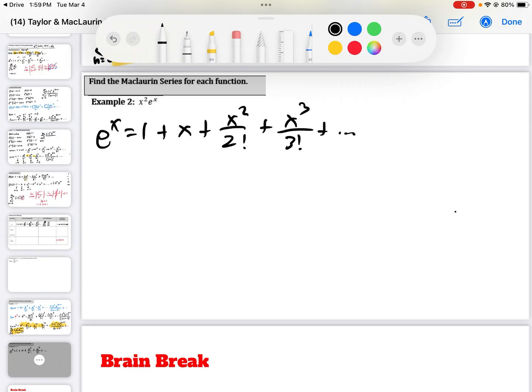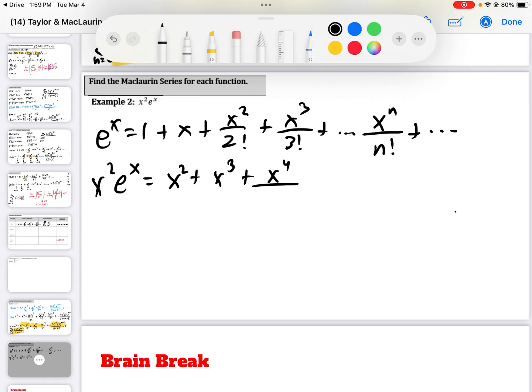There's that pattern, right? And I got to know the nth term is x to the nth over n factorial plus dot, dot, dot. Okay, series. Now, if I multiply x squared times that, I'm going to multiply x squared times all the terms in the series, or in the polynomial. So it'd be x squared plus x cubed plus x to the 4th over 2 factorial plus x to the 5th over 3 factorial plus dot, dot, dot.